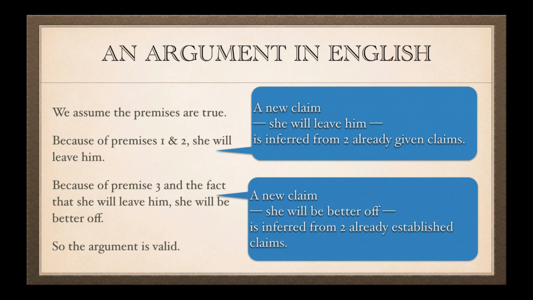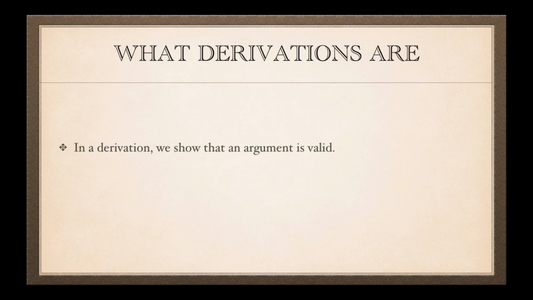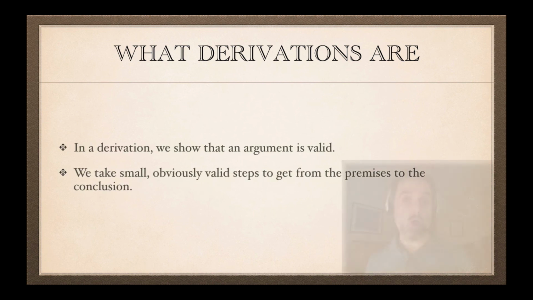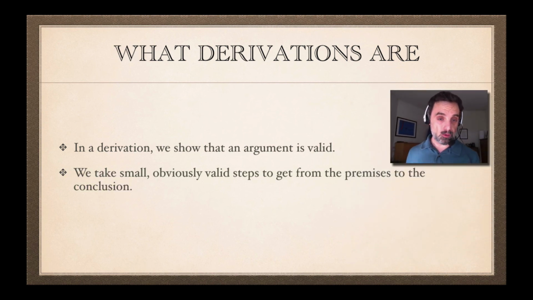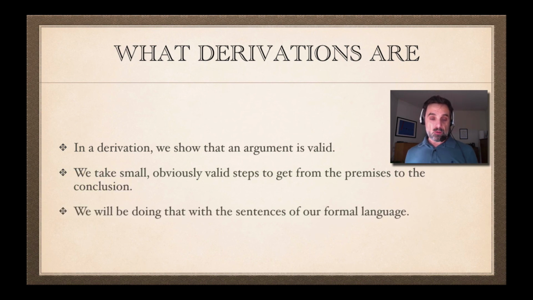So we have arguments and derivations. The argument is just the premises and the conclusion. The derivation is the way in which we establish that the argument is valid. It's the reasoning that we use to establish that the argument is valid. So a derivation is a way of showing that an argument is valid, by taking small, obviously valid steps to get from the premises of the whole argument to the conclusion of the whole argument. That's what we'll be doing with the sentences of our formal language, and I'll be talking about how to do that in the rest of the videos in this unit.